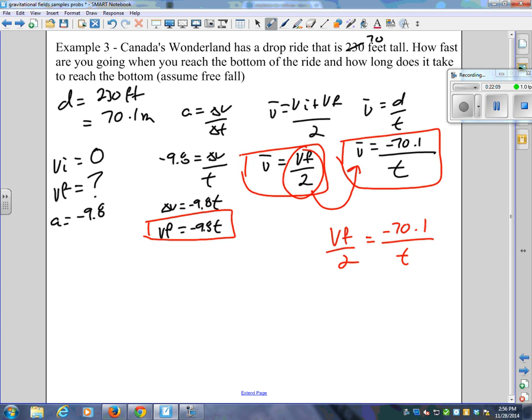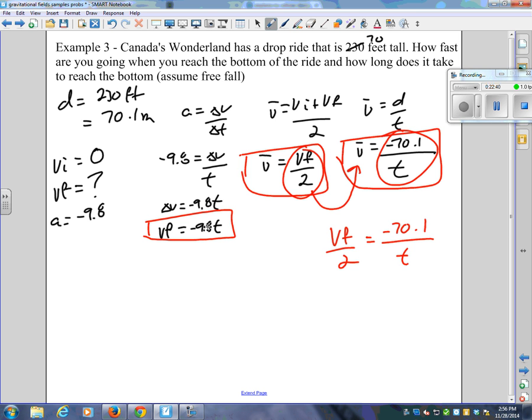Okay, so Gage, one more time. This VF over 2 is equal to? VF over 2 is equal to V bar. And this minus 70.1 over T is also equal to V bar. So this circled thing must be equal to that circled thing, right? Yep. So that's what I wrote down here, right? Now, what do you notice about this red equation and this one here with the red box around it? What's the same about those?